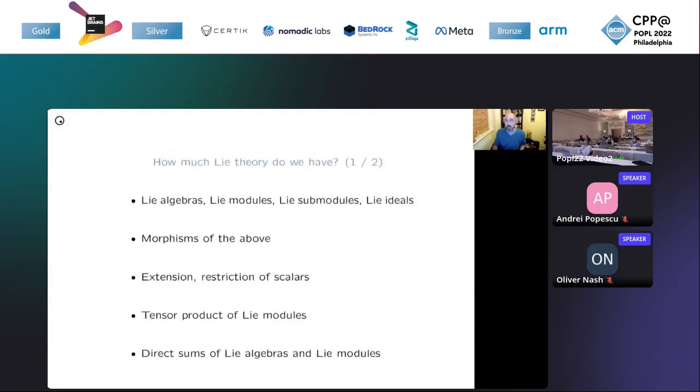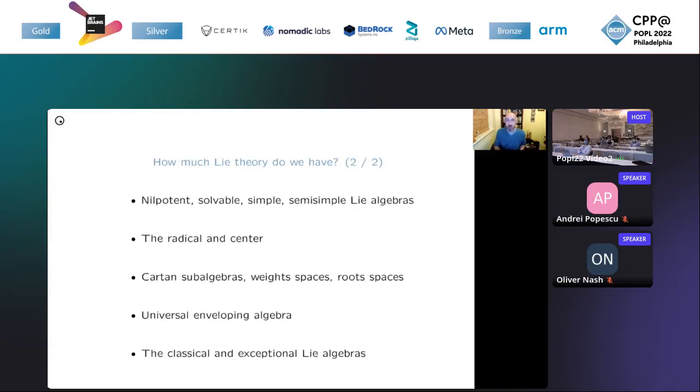Yeah, we have the classification theorem. You can say, how much Lie theory do you have? Well, we have Lie algebras, Lie modules, submodules, ideals, morphisms, extension and restriction of scalars, tensor products, direct sums. We have nilpotent, solvable, simple, semi-simple, all of those concepts. With the radical, we know it's solvable. The center, Cartan subalgebras, weight spaces, root spaces, universal enveloping algebra, classical and exceptional algebras.